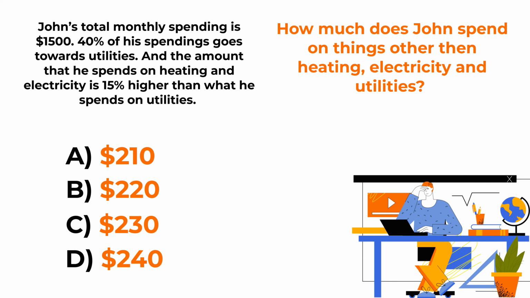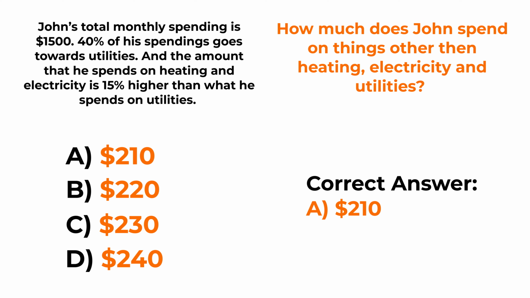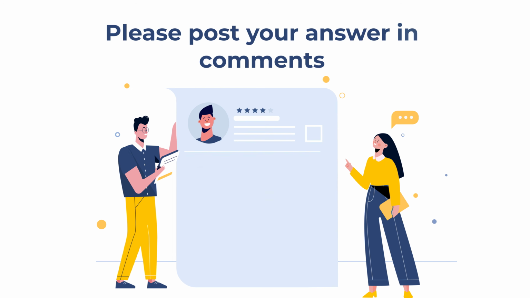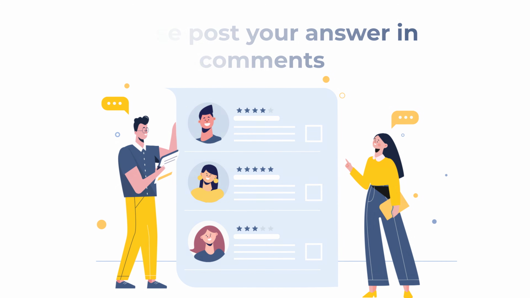Do you see the answer? Give yourself a little bit of time to see if you can calculate the solution. The correct answer here is choice A, $210. Do you know how to get to this answer? If you figured it out, please make sure to post your answer in the comment section of this video. Thanks for participating and good luck!